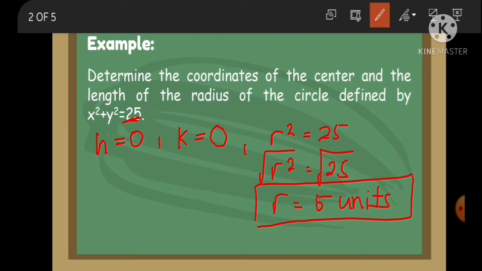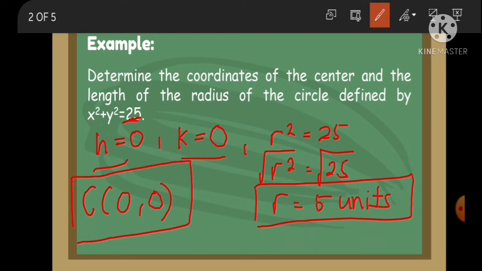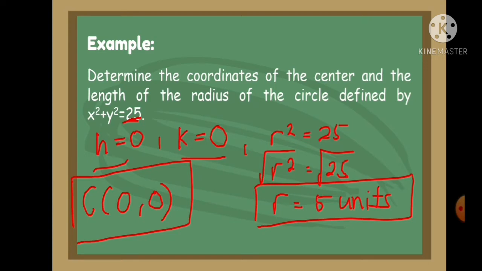Now, for the coordinates of the center, let us go back to h and k. So, we have the center at (0, 0). So, these are the coordinates of the center. Now, let us proceed to the next example.